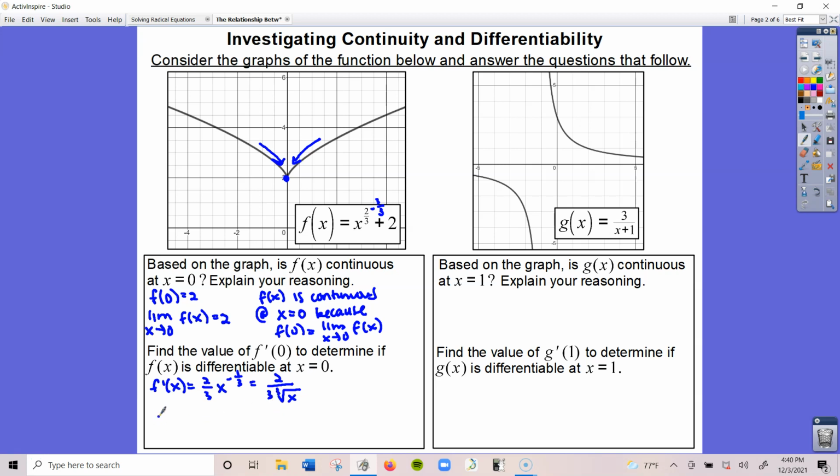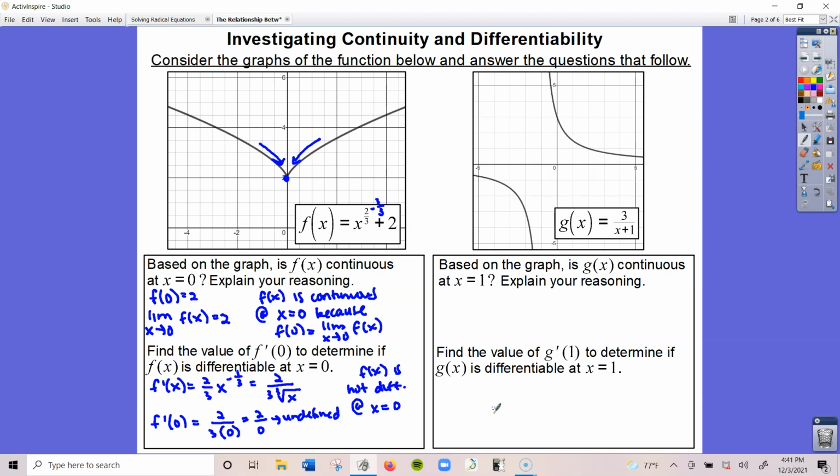Now let's plug in 0. So f prime of 0 is going to equal 2 over 3 times the cube root of 0, which is 0, which gives me 2 over 0. Again, we end up with undefined. So this means that f of x is not differentiable at x is equal to 0.